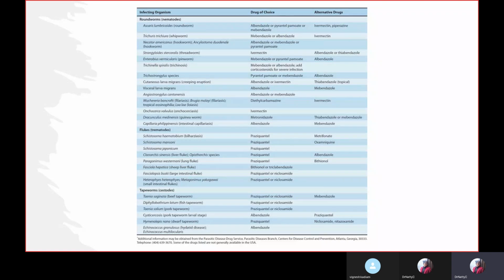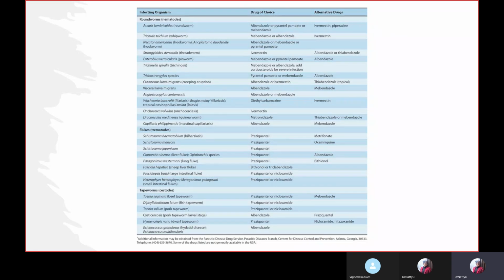So ringworm infection, tapeworm infection, roundworm infection, flukes, all these are parasites. If there is any parasite infection, you have only 3 or 4 main drugs which are the drug of choice. They include albendazole, mebendazole, metronidazole, ivermectin and praziquantel. So these are the 5 drugs which are the drug of choice for almost all the parasitic infections.